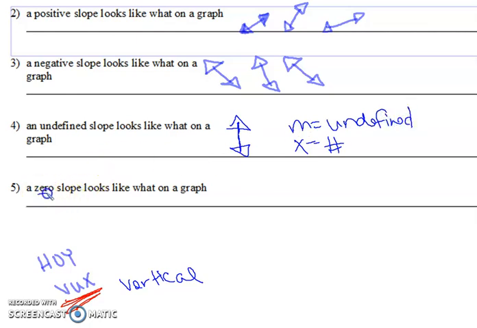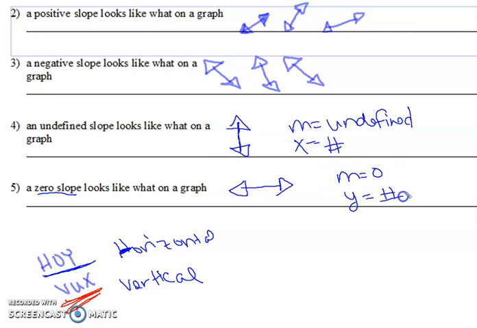Over here, when I start talking about a zero slope, okay, zero slope, that's Hoy. That means it's a horizontal, just like the line in the H, right? Horizontal line with an M of 0 and y equals some number is the equation for that.